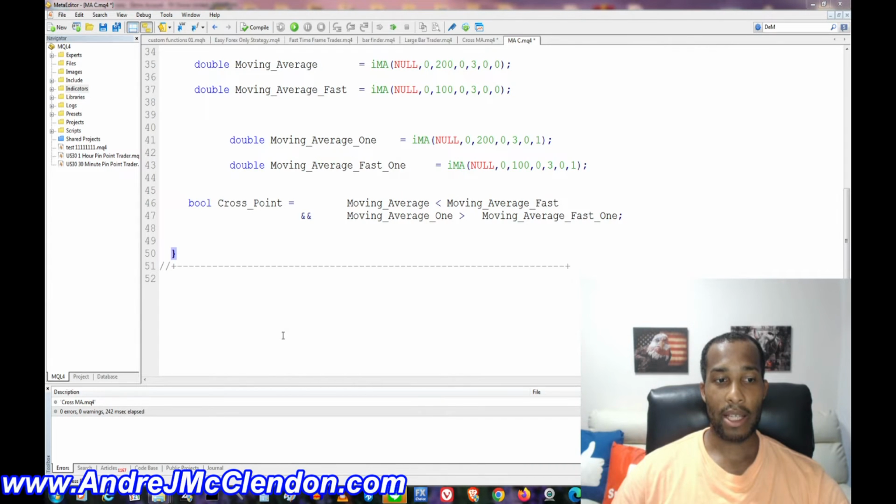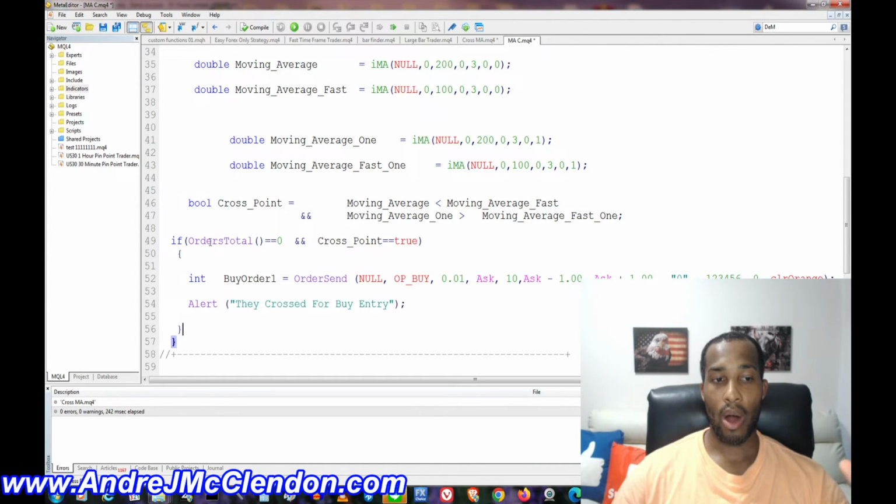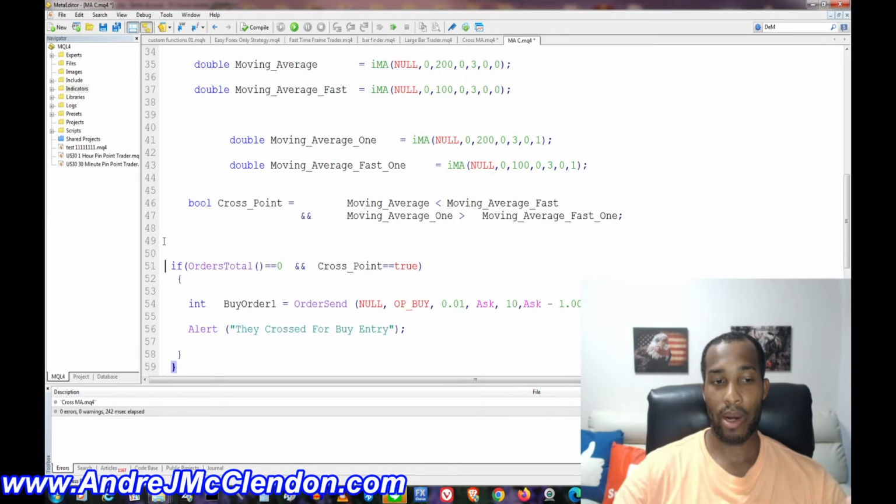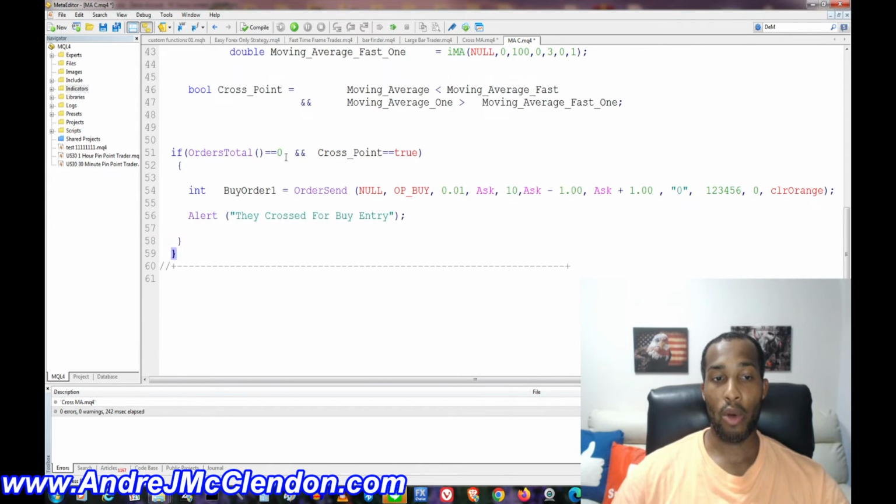Is going to be executing the order. It's going to be if orders total. So basically, before the trade runs, it's going to check if there's any orders open prior to running. We want it at zero, so there's nothing open. And if the cross point is true. Remember, bool means true or false. If it's true, it runs. If these two things are true, because we use two double equals, it means it verifies the check. It doesn't mean it equates to.